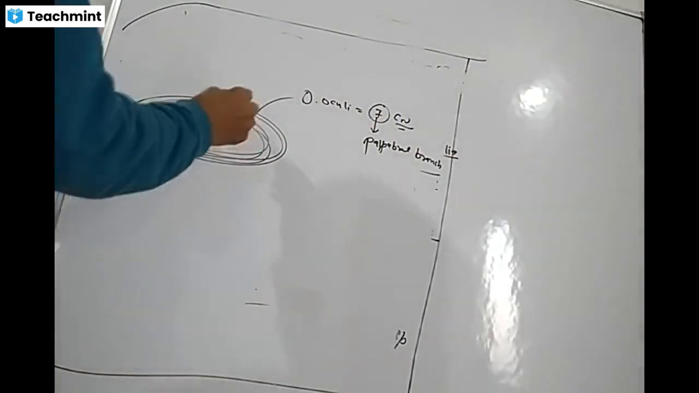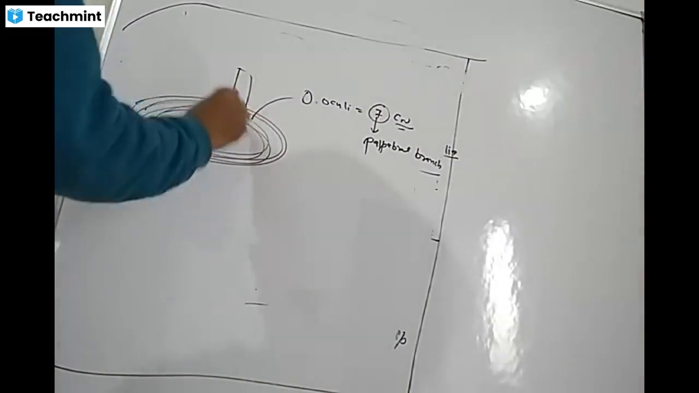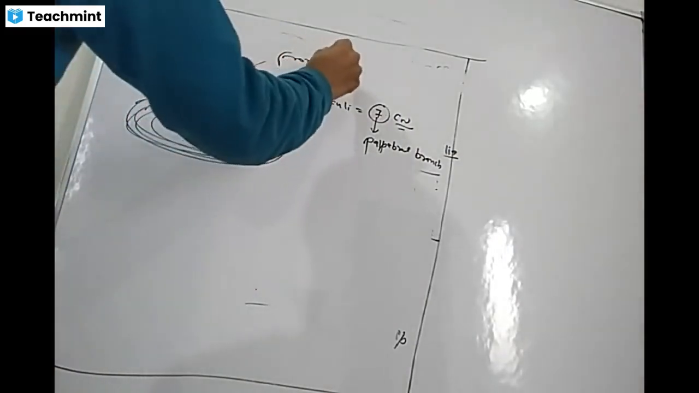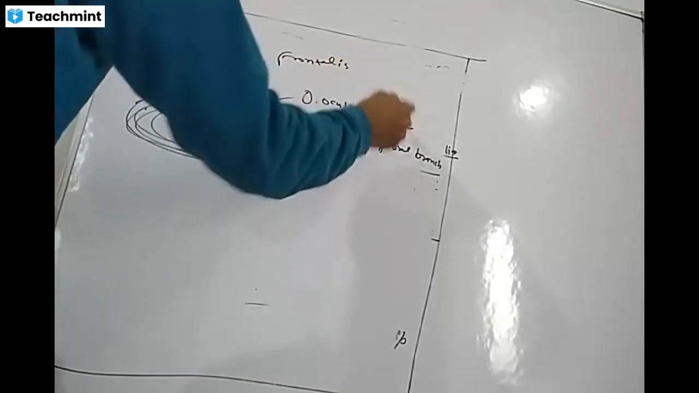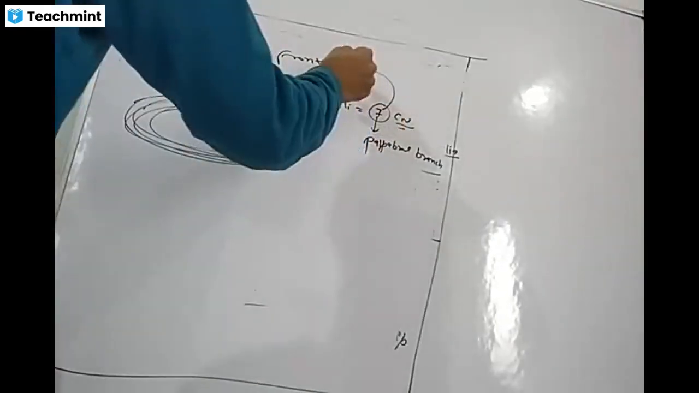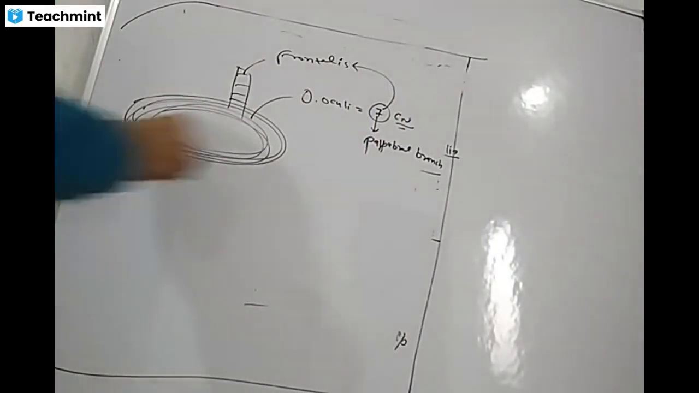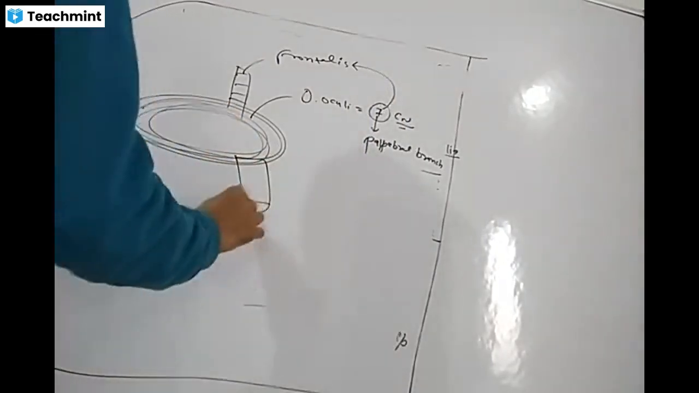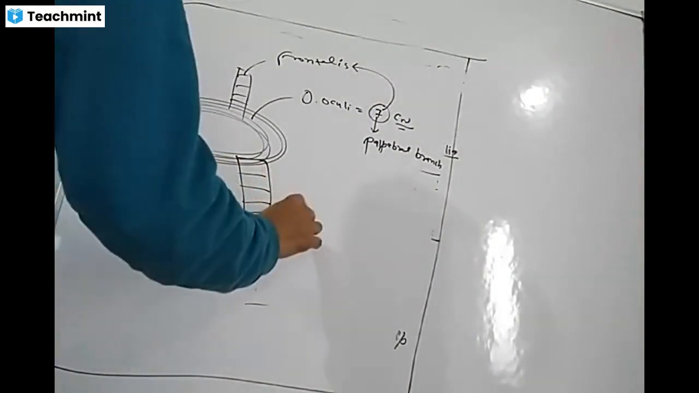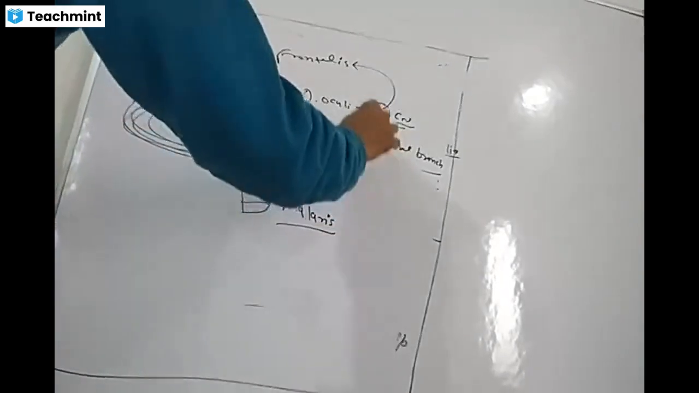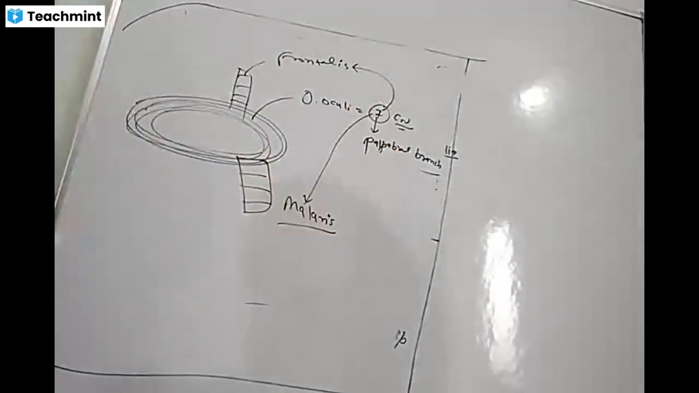Then, after this, there is one minor muscle, frontalis. It is also supplied by the same seventh cranial nerve. There was one muscle at the lower side, malaris. Same seventh cranial nerve.